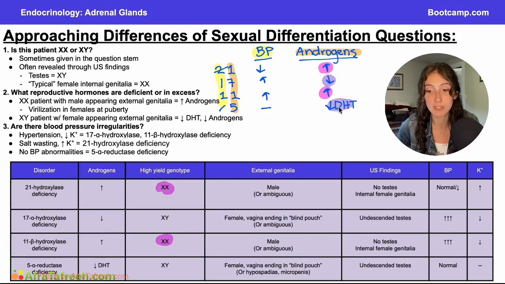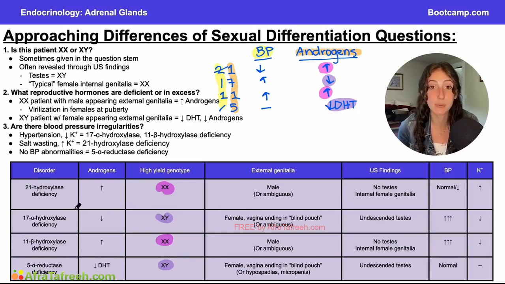Similarly, if we have decreased androgens or decreased DHT, that is going to be most important for XY patients who are most dependent on androgens and DHT for their sexual differentiation. And subsequently, those are going to be the karyotypes that you are most likely to get tested on step 1 for these differences. And then finally, the blood pressure and the potassium and sodium status can be a great way to differentiate between differences of sexual differentiation that may present with very similar karyotype and genitalia findings.